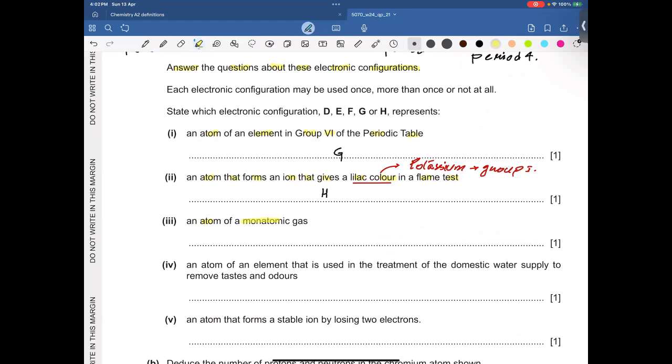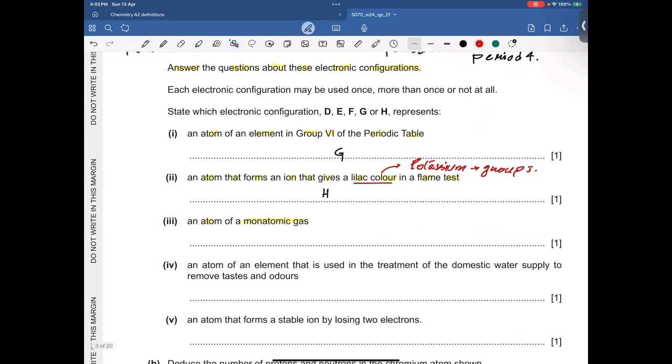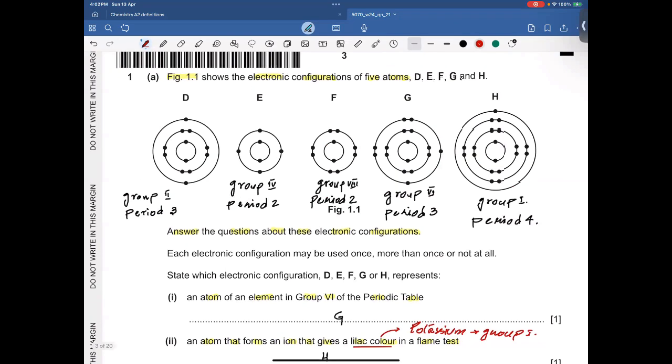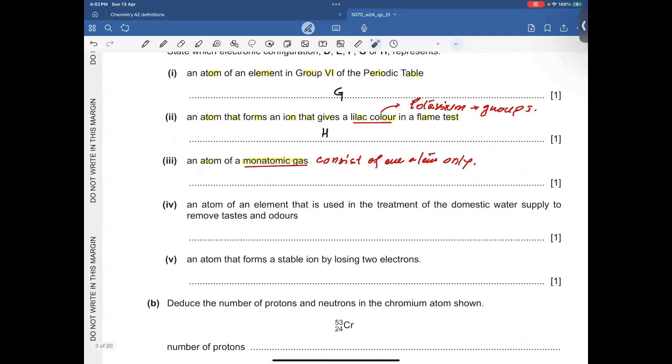Next is an atom of a monatomic gas. Again, monatomic gas means it consists of 1 atom only. If it consists of 1 atom, it needs to be in group 8 of the periodic table. So F is found in group 8, so F is going to be the monatomic gas.